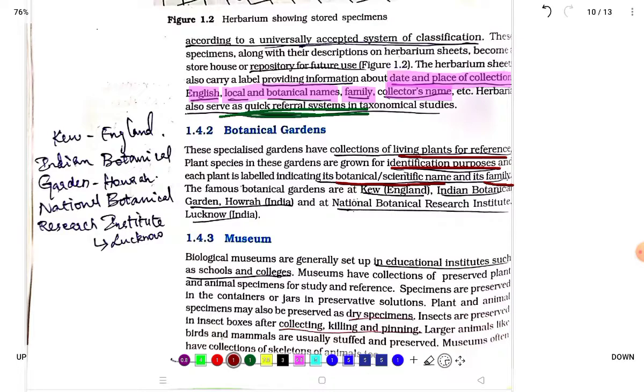The famous botanical gardens are Kew in England, Indian Botanical Garden in Howrah, and National Botanical Research Institute in Lucknow, okay. These three you have to remember.